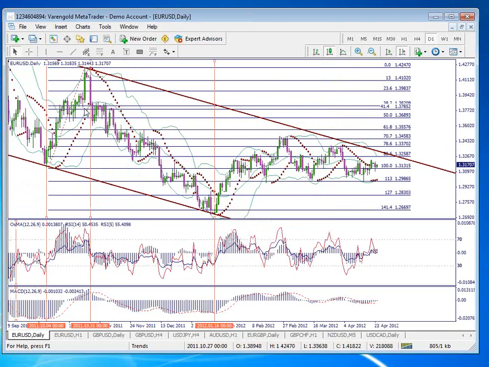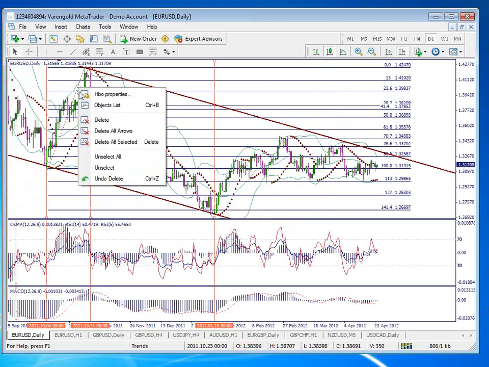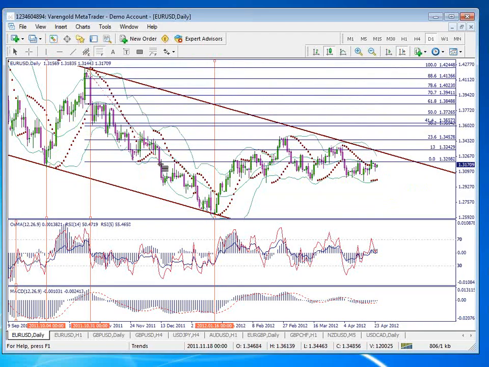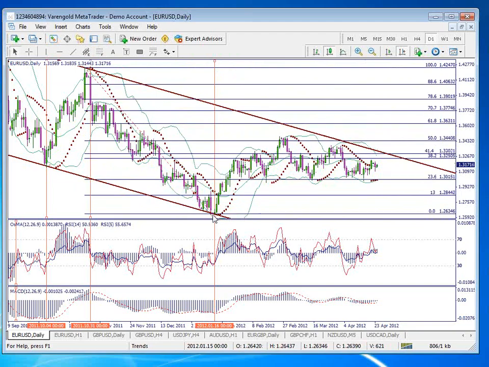Okay, after that period, we have wave number 3. We put again the Fibonacci here. And we can see that the pair reach 50 level on that retrace, but have no power to go to the superior trend line of the channel and start to make a swing between 50 and 23. So we have that waves.